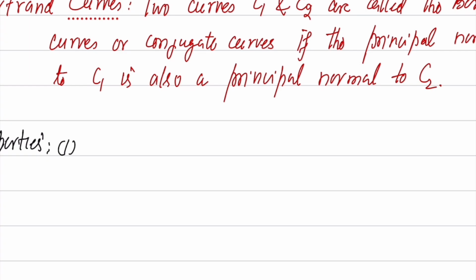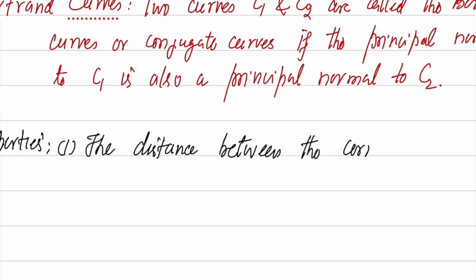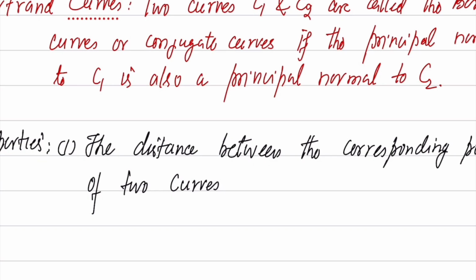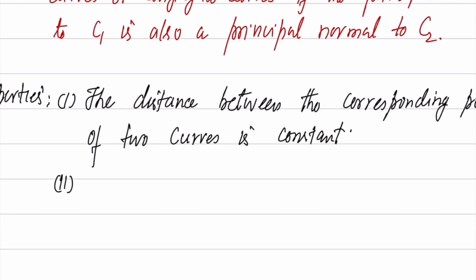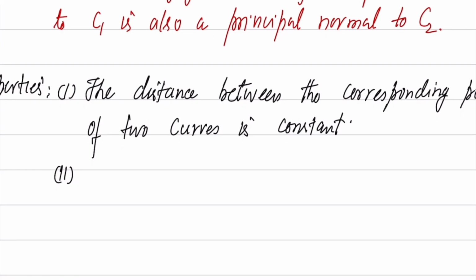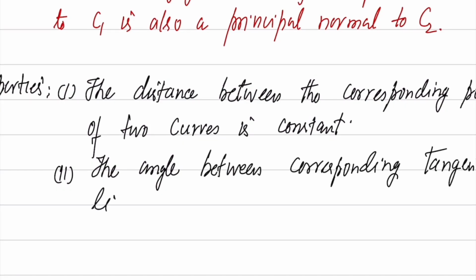The first one is the distance between the corresponding points. The distance between the corresponding points of two curves is constant. So the two curves are equidistant between any two corresponding points on them. Similarly, when they are equidistant with the distance being constant, the angles for tangents will also be constant. So the angle between corresponding tangent lines is constant. That's another property of the Bertrand curve.